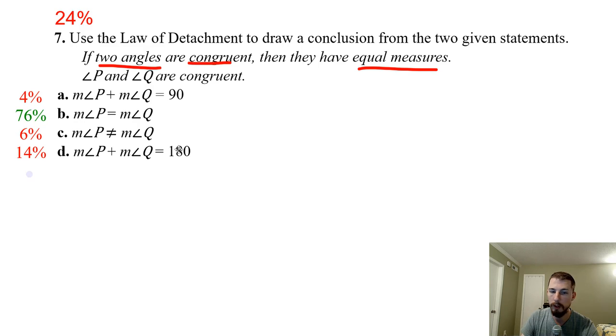So we don't know that they add up to 180. They're not saying that they are not equal measurements, and we don't know that they're complementary either. We know that they are equal because that's what they told us from the law of detachment.